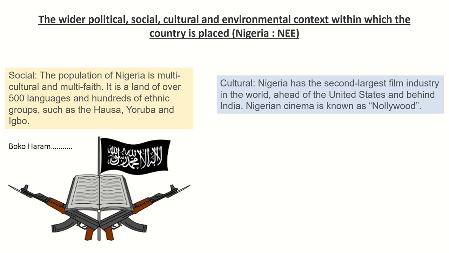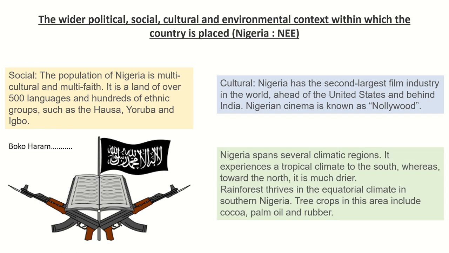Culturally, Nigeria has the world's second largest film industry, which is actually ahead of the United States, Hollywood, and that's known as Nollywood. And environmentally, it spans multiple different climatic regions. We have rainforest areas, but also oil is massive in Nigeria as well. And so the development of oil could have significant environmental ramifications for the country moving forward.